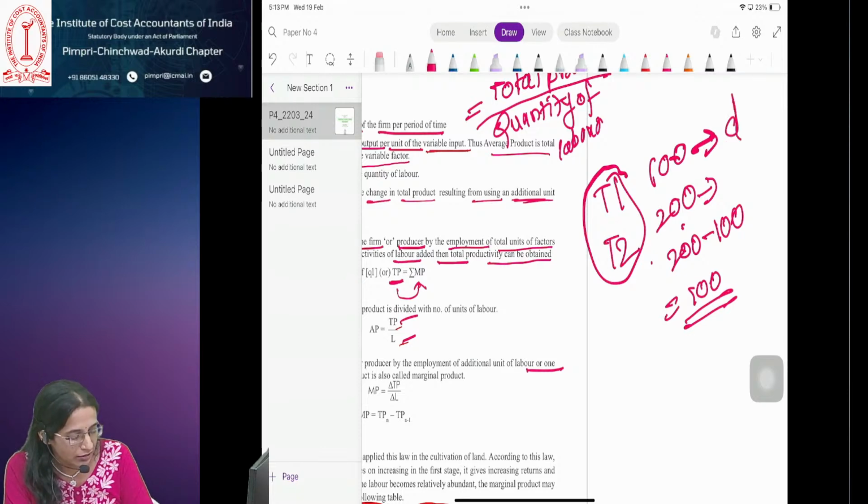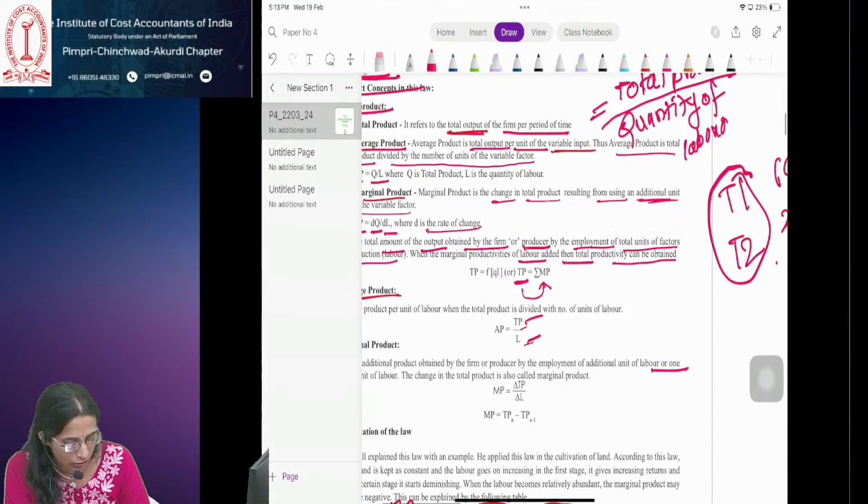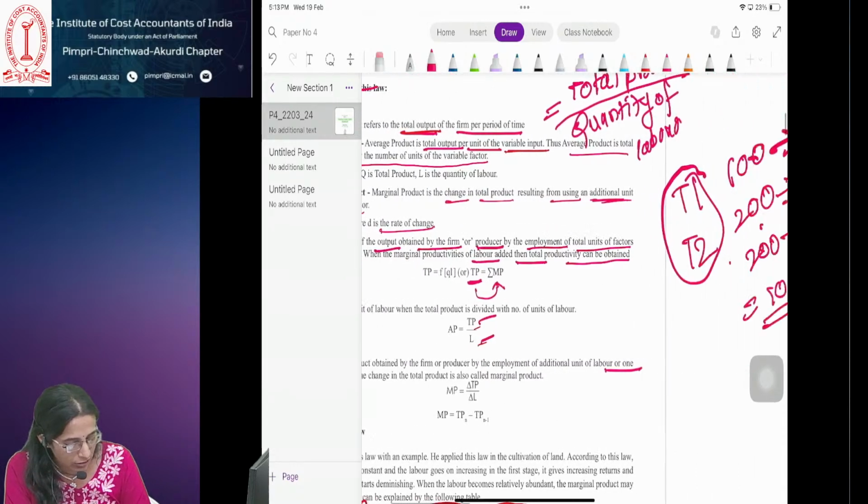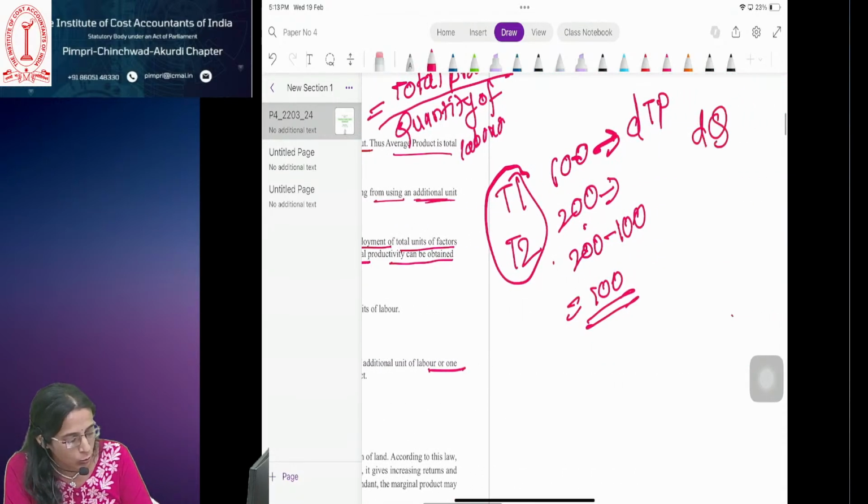So it is the derivative of total product, or the quantity, divided by the change in the variable factor, because all other factors are constant here. Only one factor, that is labor, will be changing. So what will drive the change in the total product? Only one factor, labor, is driving the change in the output, right? So change in labor. Clear on this?